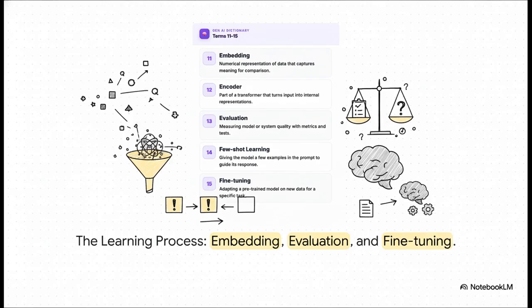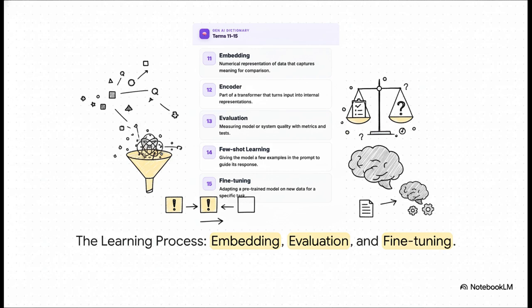So when you ask a chatbot a question, the encoder is the very first thing that gets to work. But how do you know if it's doing a good job? Well, that's where evaluation comes in. This is just how you measure a model's performance. For a spam filter, this means testing how accurate it is. Businesses rely on evaluation to know if their AI tools are actually working.